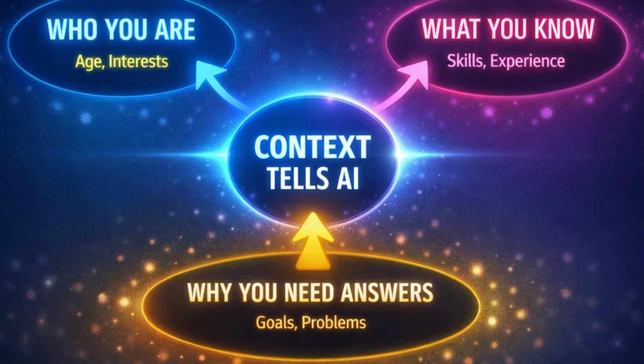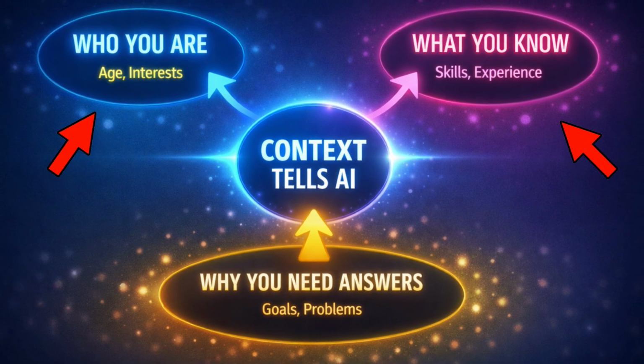Next up is C, which stands for the context. And honestly, this is the most important step. The context tells AI who you are, what you already know, and why you need answers. Without context, AI makes assumptions, and assumptions kill accuracy.